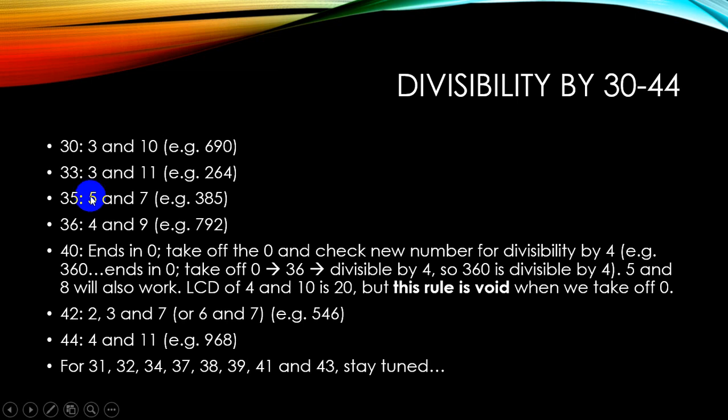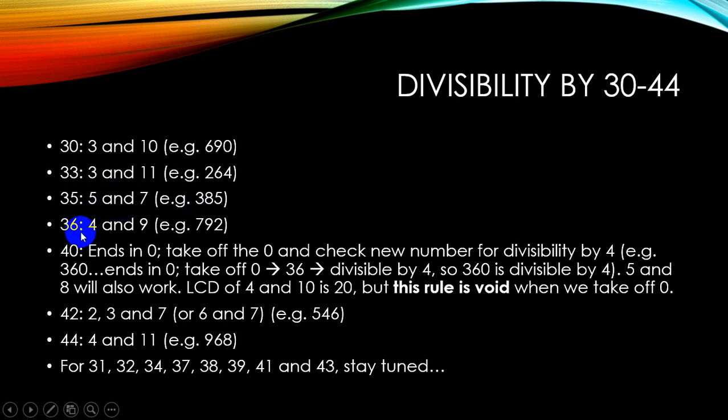For 35, look for 5 and 7. So it has to end in a 0 or 5, and has to be divisible by 7. So 385 ends in 5, so we're good there, check. 7, you break off 385 into 38 and 5, double the 5, that gives you 10, then you subtract that from 38. 38 minus 10 is 28, which is a multiple of 7. So therefore, 385 is divisible by 35.